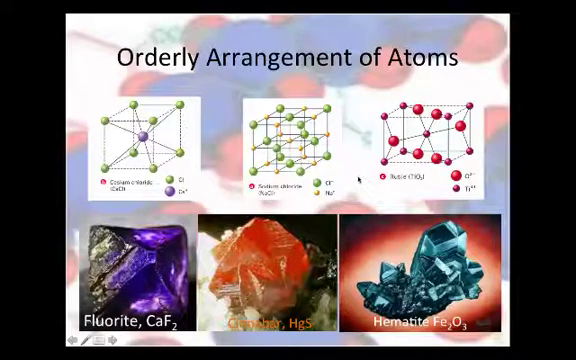Fluorite is the bond between calcium and fluoride. And then, what's that one in the middle? Cinnabar. Mercury and sulfur joined together to make cinnabar. And then hematite is iron and oxygen in a particular crystal structure. So all of these minerals can be used to form rocks or even to form gemstones.